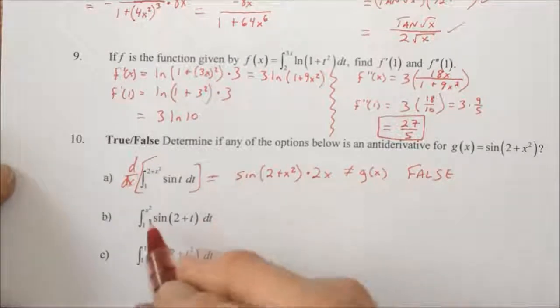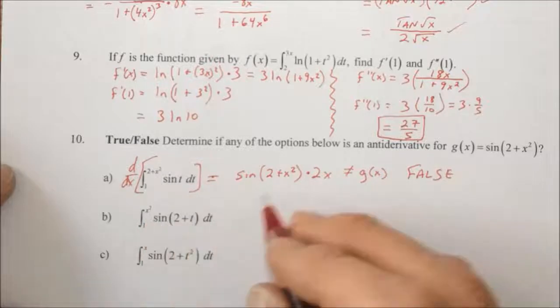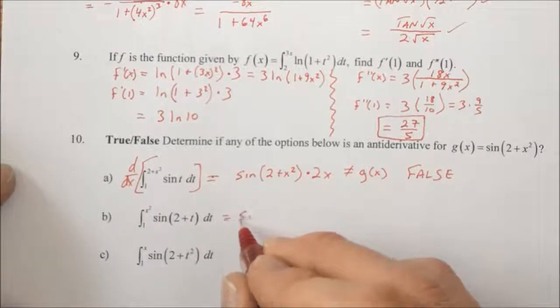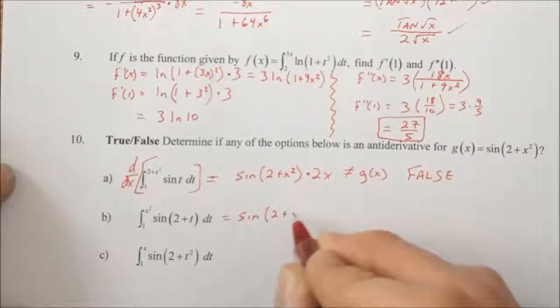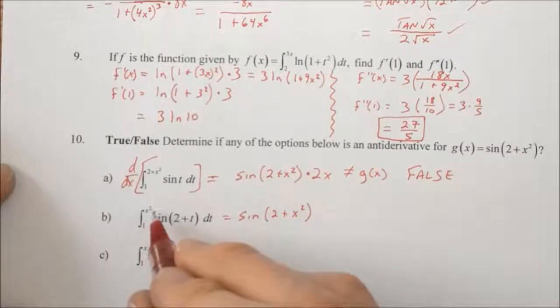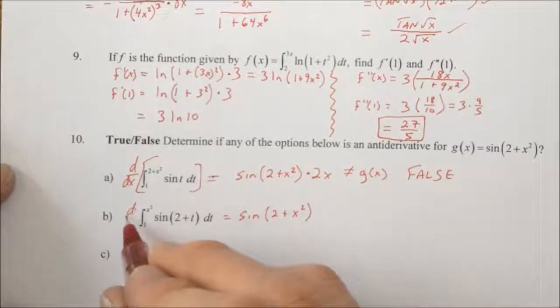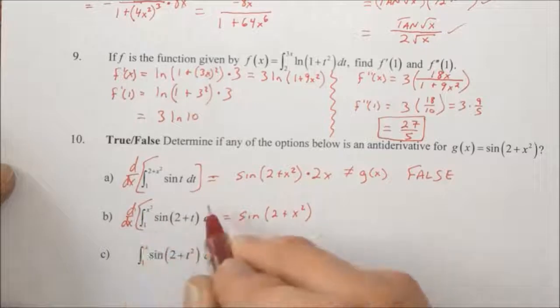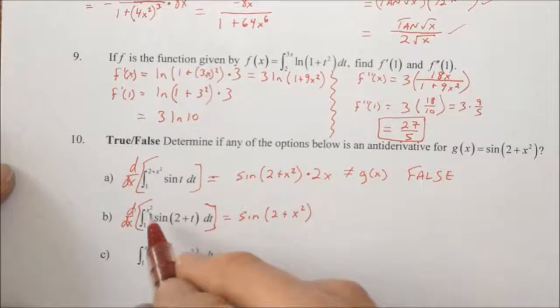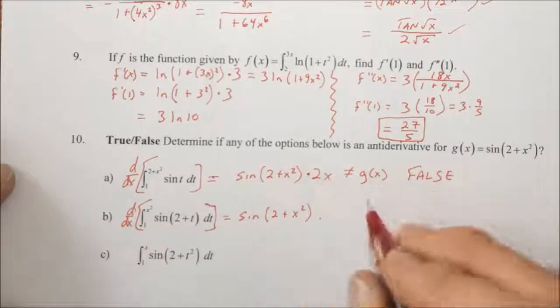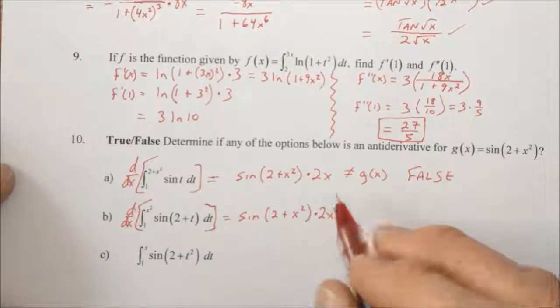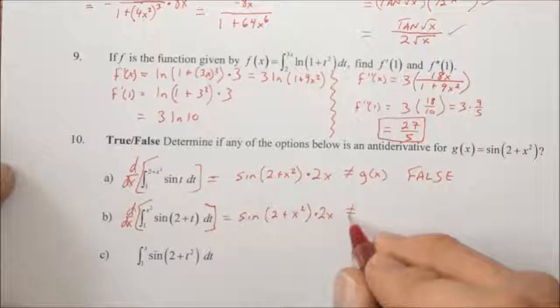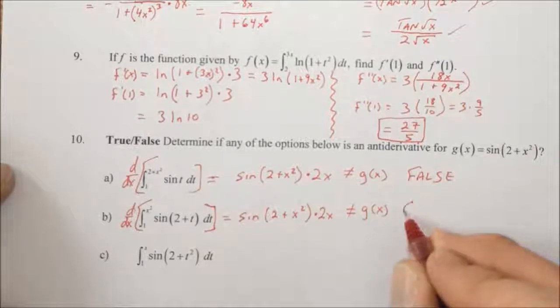For part B, same thing. We're going to put x squared in for t. So this is equal to the sine of 2 plus x squared. But again, our inner function, again, I forgot my derivative, sorry. There we go. We're going to derive this. Our inner function is x squared, so we need to multiply by the derivative of x squared, which once again gives us the same answer as before. It's not g. So this is false.